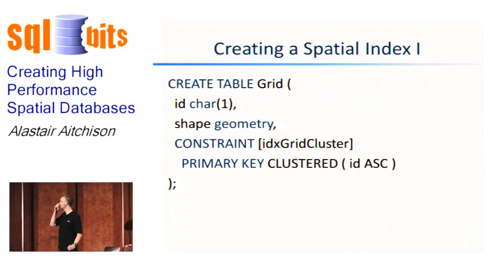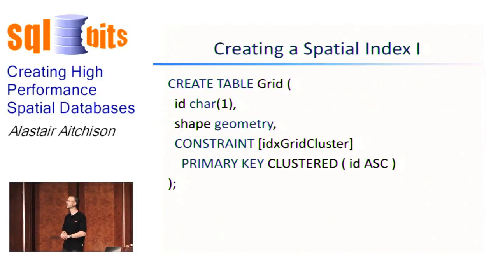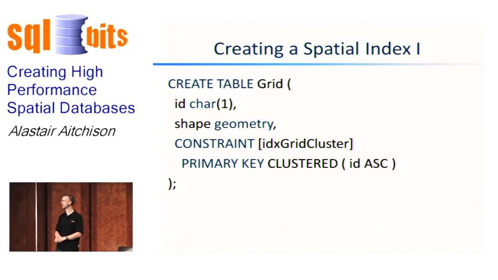Okay, so to do this, first of all, here's the T-SQL required just to create a simple table. This table contains two columns. It's got an ID column, which is just a char column, and we've got a shape column, which is a geometry column. The only other point to note here is I've added a clustered primary key to the table.